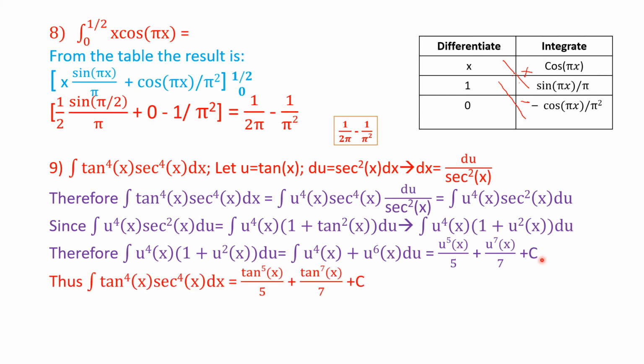And that will tell us that our integration of the left hand side will be equal to, we have to replace every u by tan, so that will be tan to the power 5 of x divided by 5 plus tan to the power 7 of x divided by 7 plus c, which is a constant of integration. And that is the end for this question. Let's take a look at the next question.